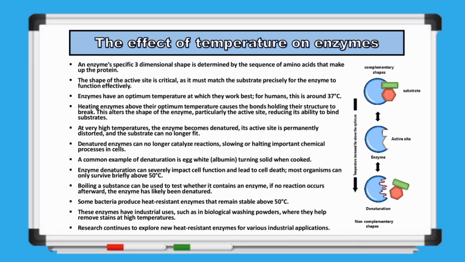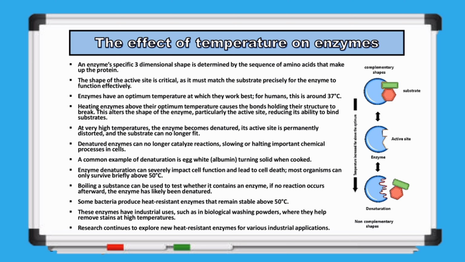The clear egg white, made of proteins like albumin, turns solid as it denatures. This kind of damage to enzymes can have serious consequences for living organisms. If enzymes stop working, cells can't function properly, and most organisms can't survive temperatures above 50 degrees Celsius for very long. We can also test for denaturation. If we boil a substance that contains enzymes and then try to use it in a reaction, and nothing happens, it likely means the enzyme has been denatured.